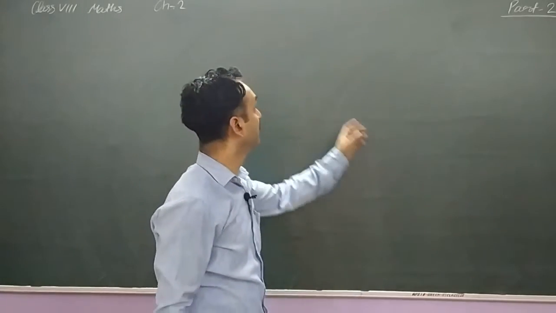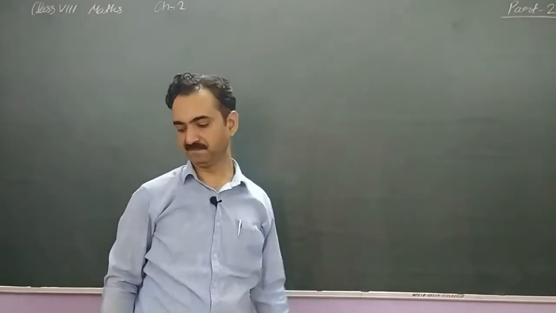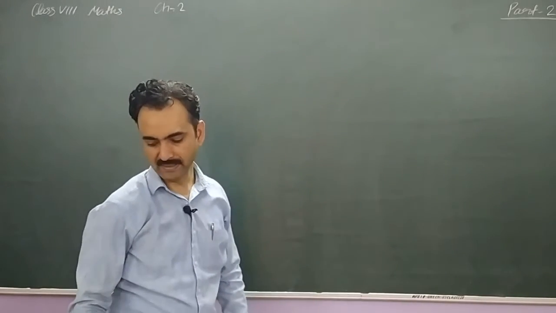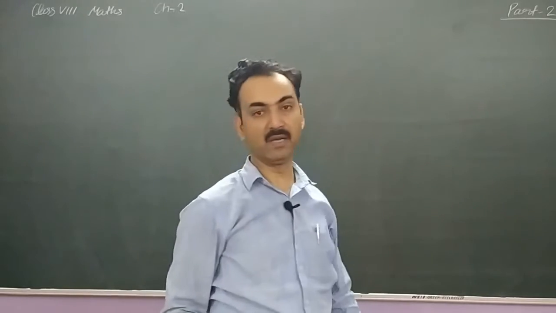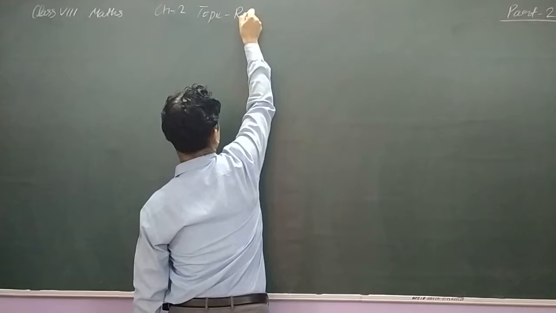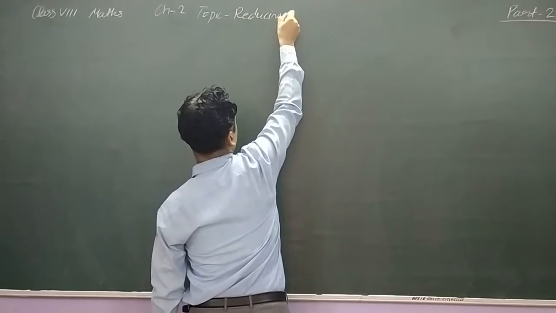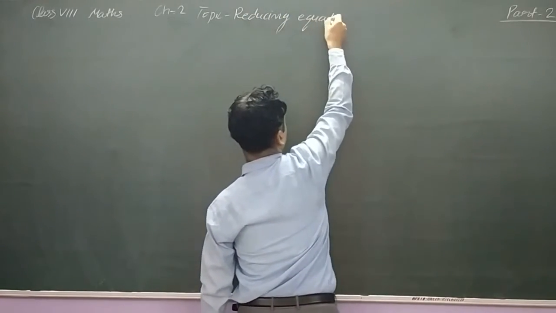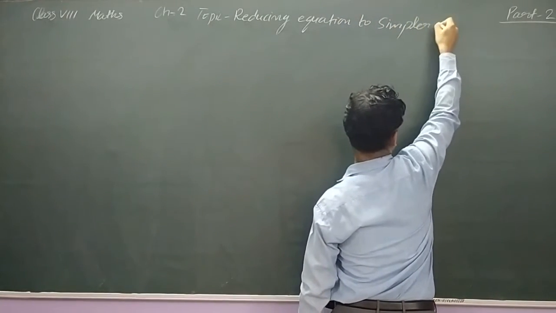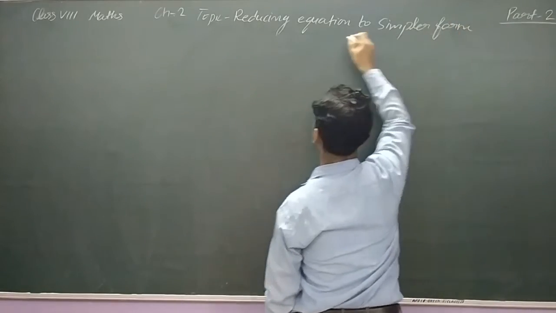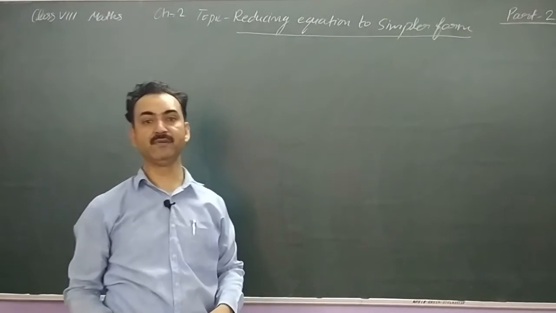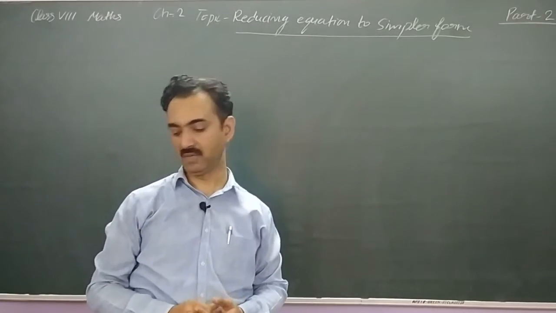So today chapter 2 part 2, linear equation. Topic is reducing equation to simpler form. It means whatever equation we will get, this will not be in simpler form.